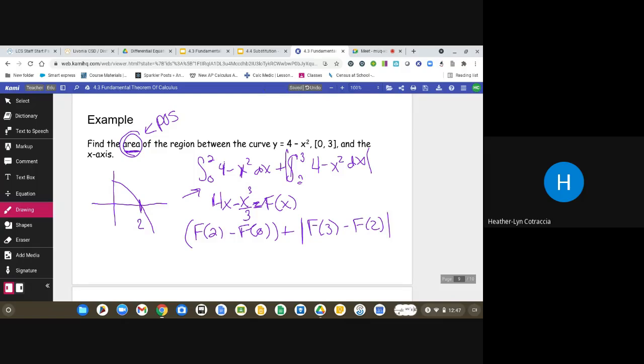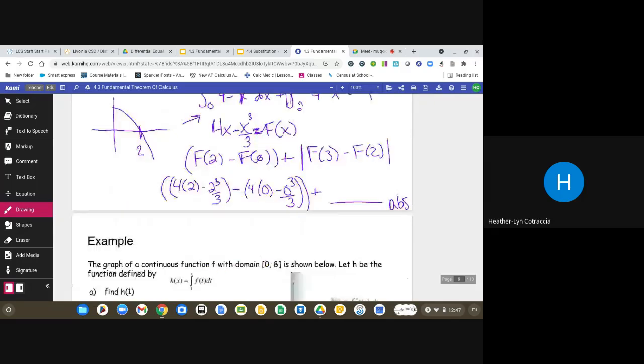So what does this look like when it's all plugged in? We're going to have 4 times 2 minus 2 cubed over 3, minus 4 times 0, minus 0 cubed over 3. And then plus, and I'm running out of room, so whatever you get over here, just absolute value your answer.